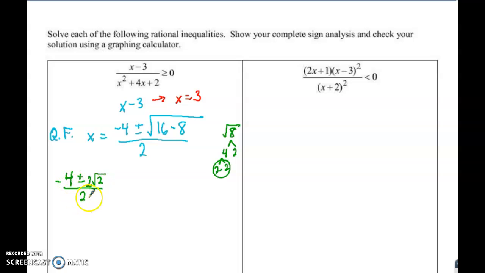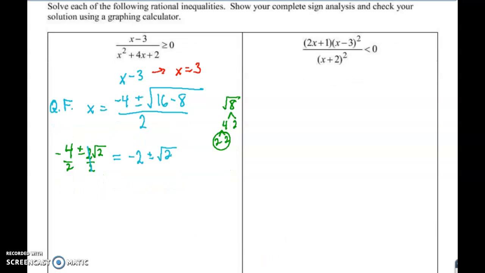That you can divide each piece by 2. So what I'm saying is that is the same thing as dividing by 2 to each term. This might help some of you understand. And 4 divided by 2 gives me -2. And then these 2's cancel. So that is in the denominator. So those are undefined values.